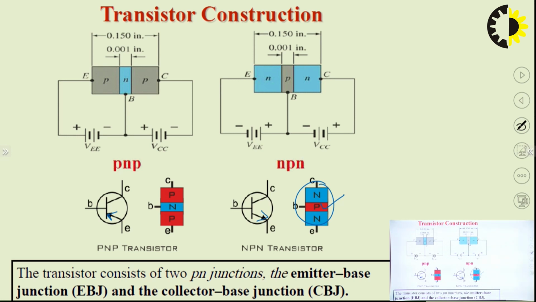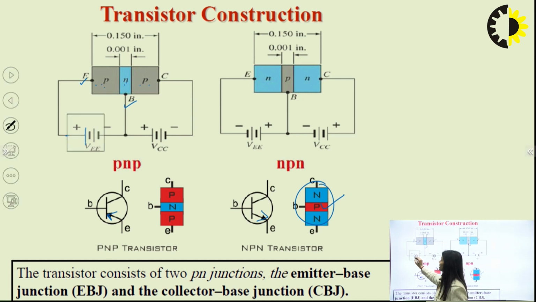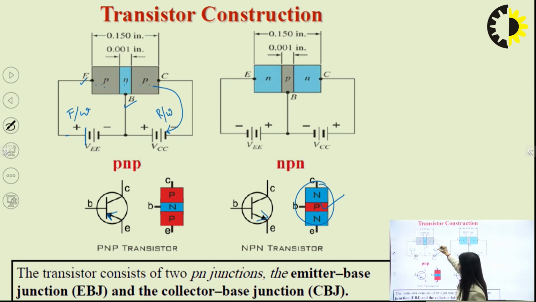Now coming to the biasing part. Let us see how the biasing has been done. This is my emitter and this is my base. Let's say take PNP. So P type, N type and P type. P type is positive. If I connect the positive terminal of the battery to my PNP, then it is forward bias. And if this is my P type and I have connected my negative terminal to the collector, then it is the reverse bias, right? Forward bias and reverse bias, right?